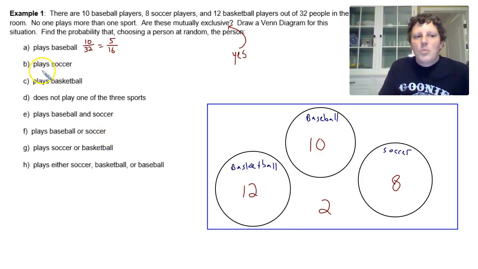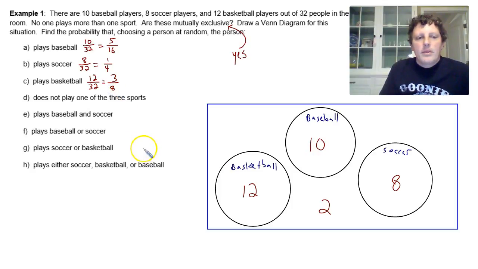What's the probability that someone plays soccer? Well, there are 8 soccer players out of the 32. So if we reduce this, let's see, 8 goes into 32 4 times, so that would be 1/4. I do know that decimal would be 0.25. What's the probability that someone plays basketball? Now we've got 12 out of the 32. Okay. Both 12 and 32 divide by 4, which leaves us with 3 out of, let's see, 8.